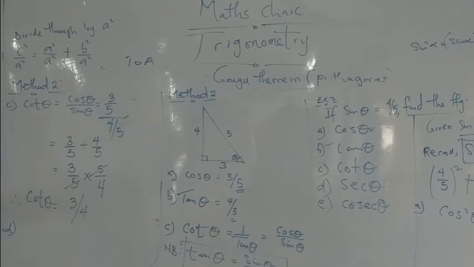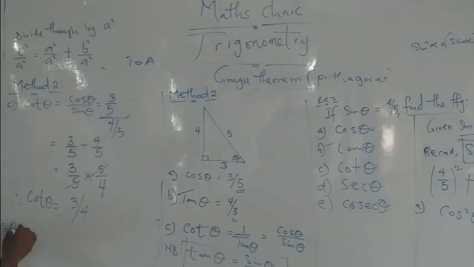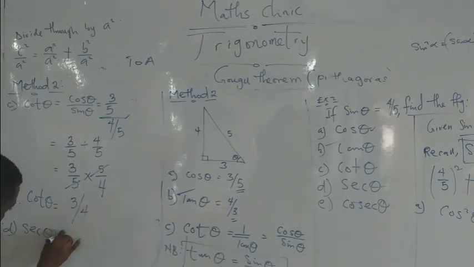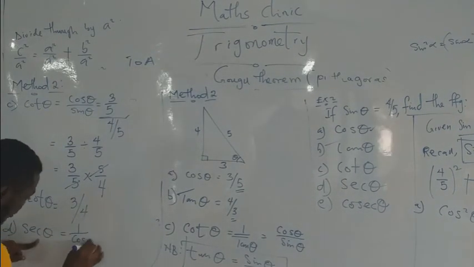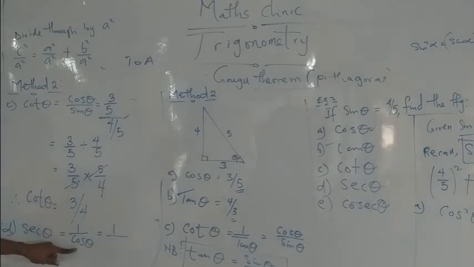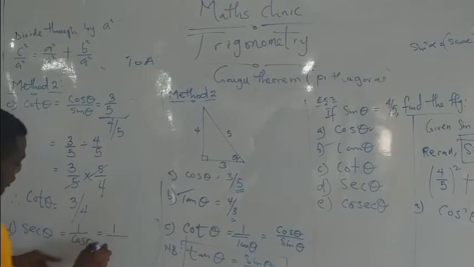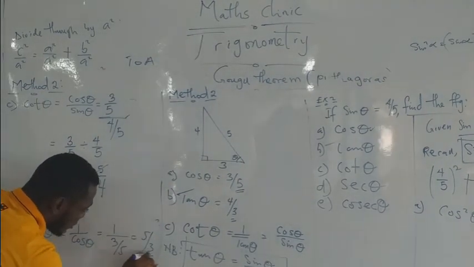You can pause the video and try this. So sec theta. What's sec theta? 1, 2, 3. The third letter there is cos. So that will be 1 over cos theta, which equals 1 over, we have already solved for cos theta. That is 3 upon 5. And that will be 5 upon 3.